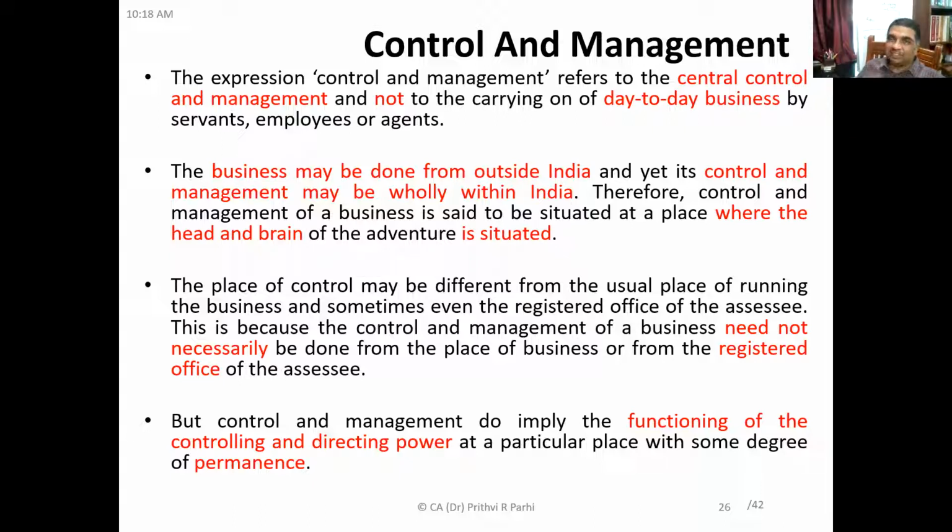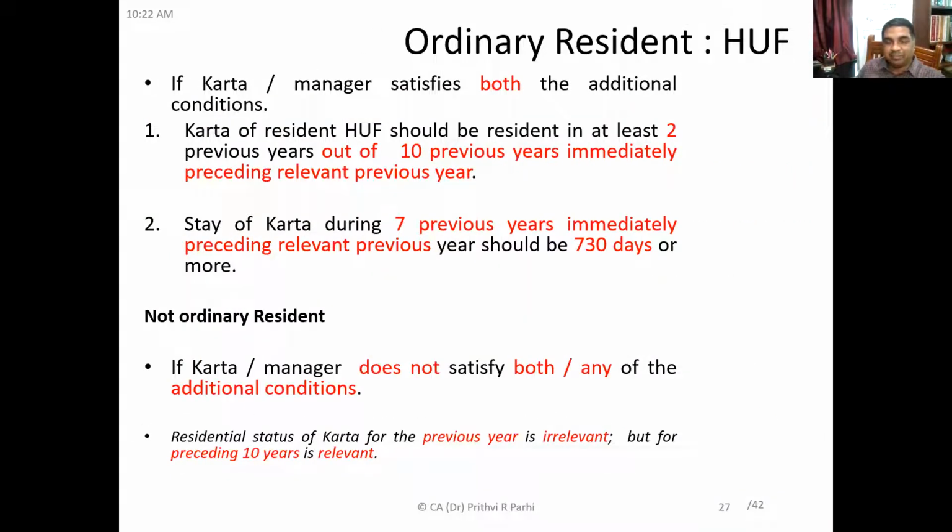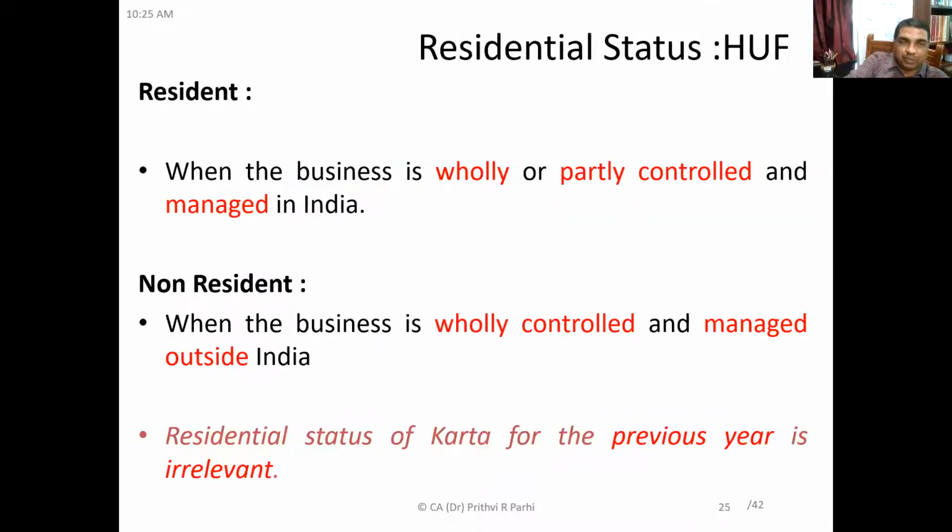Even if the business is carried out outside, and there are managers who take decisions, but the control is from India. Now, on that basis, first of all, we'll decide whether the business is wholly or partly controlled and managed in India or not. If it is wholly or partly, meaning even partly controlled and managed from India, then we'll be considering that HUF primarily as a resident.